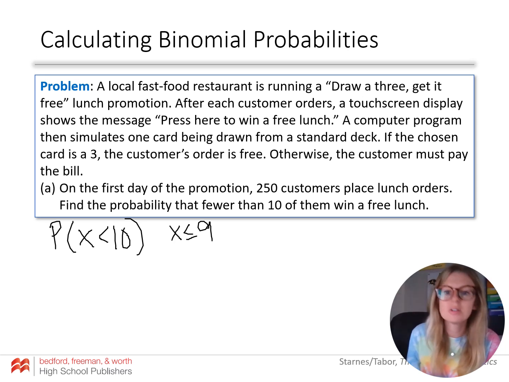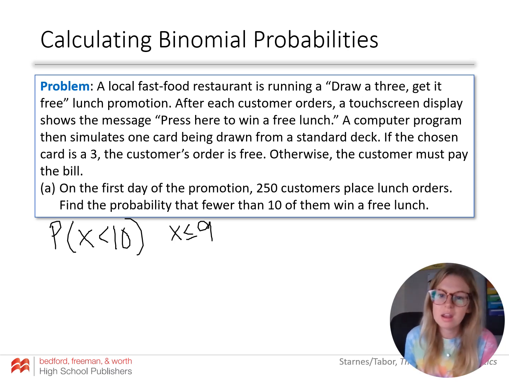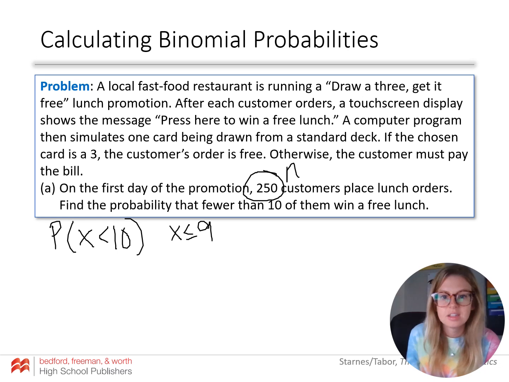And this is because we're doing whole numbers. I can't have 9.8 of a person, so I can just switch it down to 9. All right, so we're going to keep that in mind when we plug it into our calculator. Our number of trials is going to be 250. That's my n, okay? And let's go ahead and plug that in. My k, if I was using the formula, would be 9. All right, let's go ahead and check.